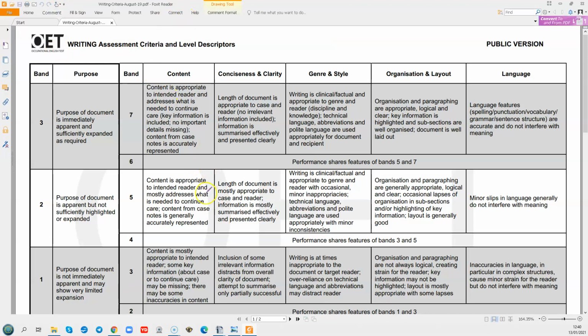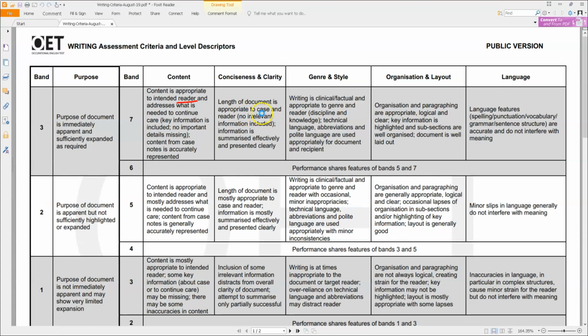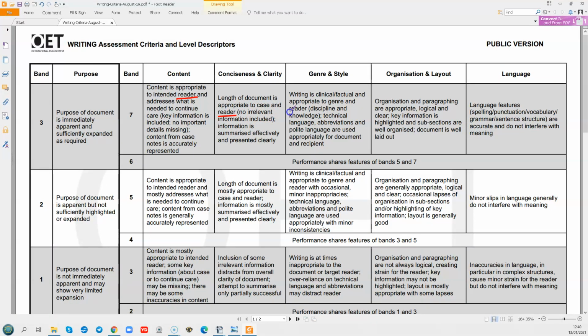Let's get my pen. So, audience and purpose, right? Content appropriate to the reader. So, your purpose first, immediately apparent. Then, what does the reader need? What don't they need? And what language, discipline, and knowledge, etc. Then you've got the organisation, the layout, the structure, and the linguistic features.